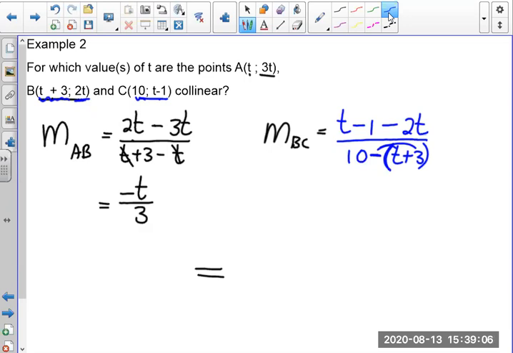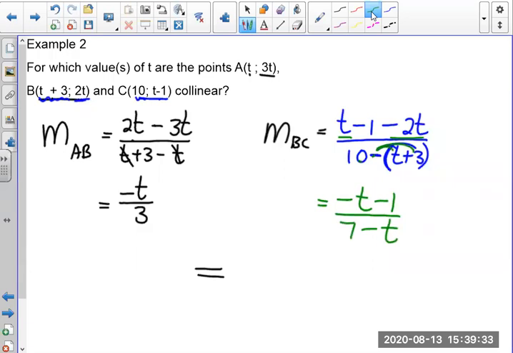So let's look what happens here. t minus 2t is minus t, and there's a minus 1. Then minus t minus 3: 10 minus 3 is 7, and then there's a minus t. It looks terrible, but that's exactly what you have to do.